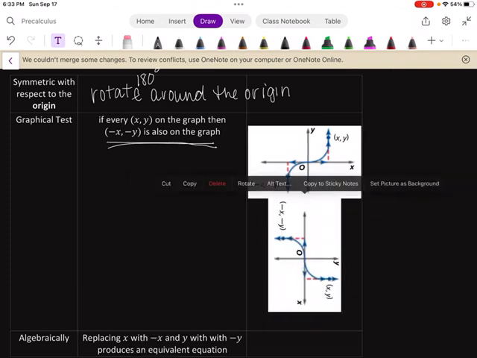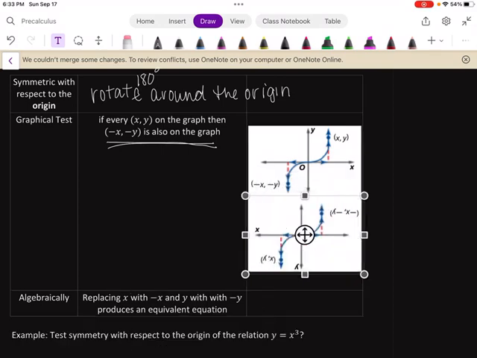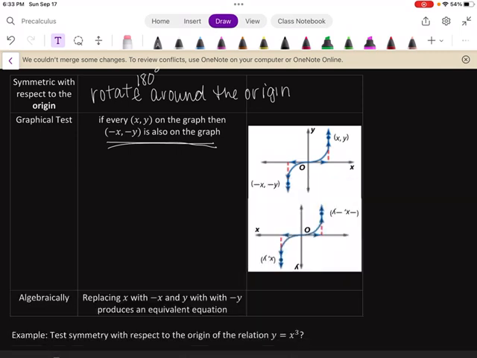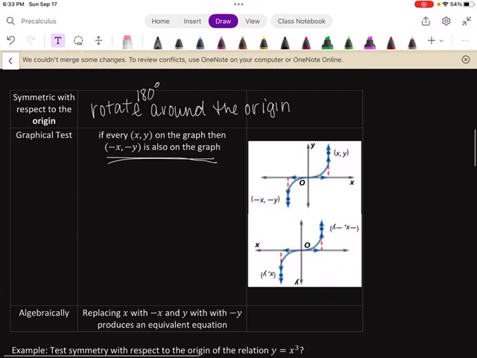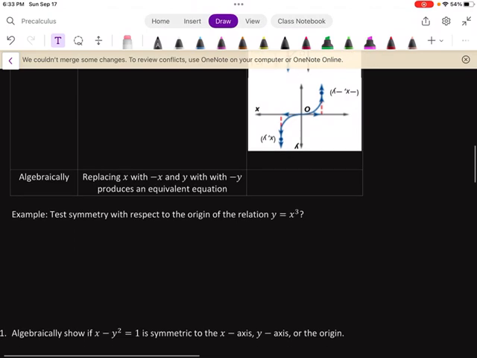It's going to do that. That's 90 degrees. Let's rotate it to the right one more. So 180 degrees, does it look identical? It does. So therefore, it would be symmetric with respect to the origin, is what we call that.